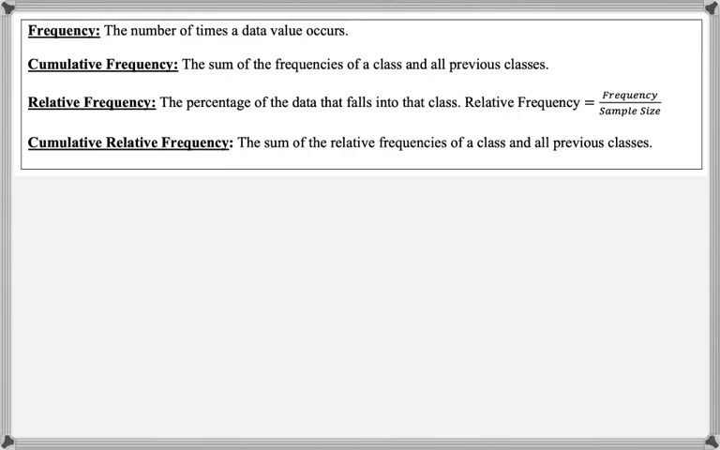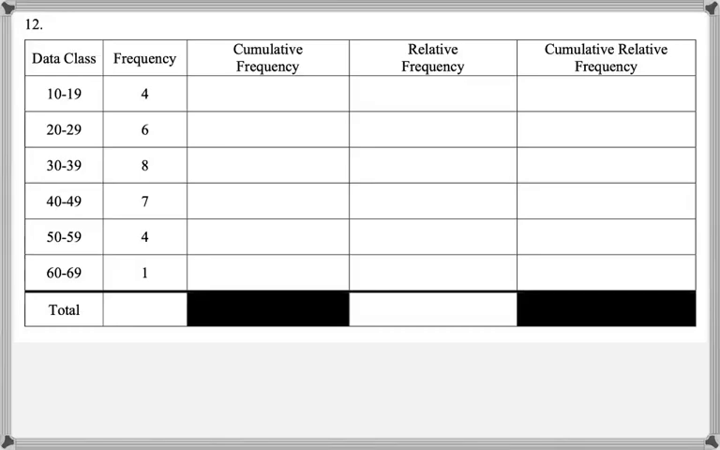And then lastly, the cumulative relative frequency is the sum of the relative frequencies of a class and all of the previous classes. So we are given this table with different data classes as well as their frequencies. And we are asked to find the cumulative frequency, the relative frequency, and the cumulative relative frequency. So we have a lot of work to do.